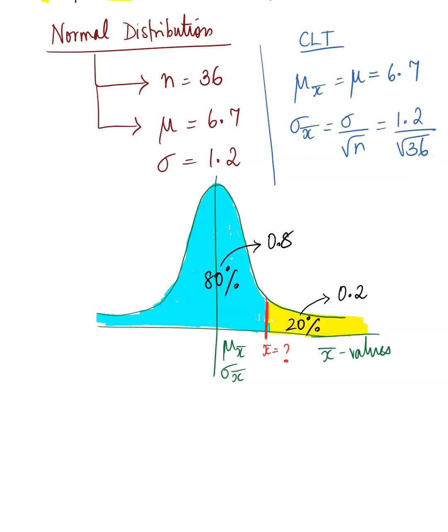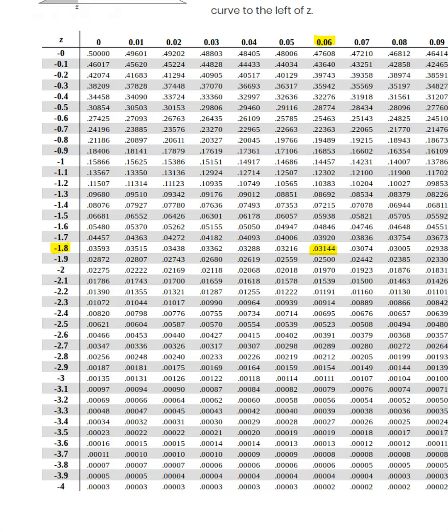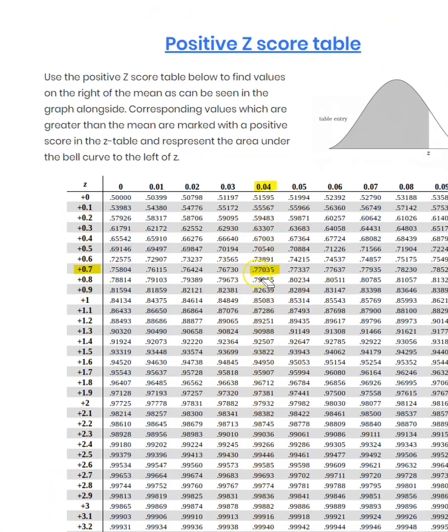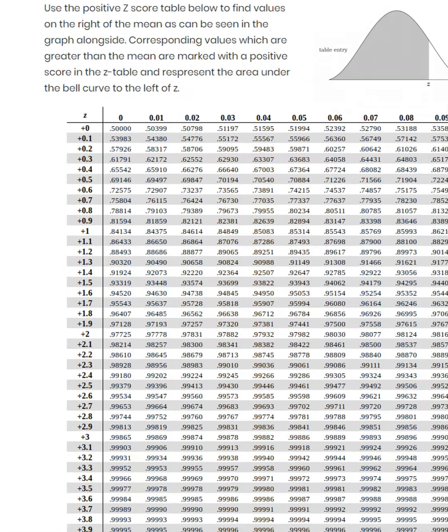I'll give a quick run through if you were to do this manually using the Z table. So you'll go to the Z table and go to the body of the table and look for 0.8. So 0.8, we've done this one before, right? 0.8, this seems to be the closest value for 0.8.